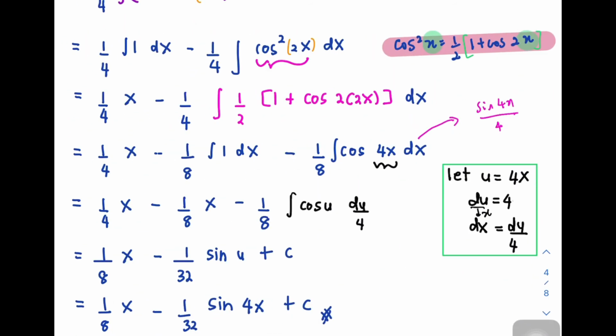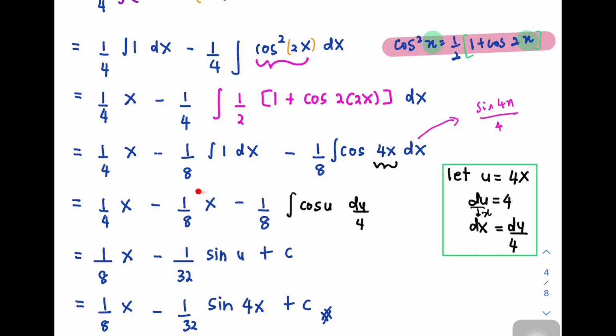If you don't want to do the shortcut, it's okay. You can just use substitution. Let u as 4x, du over dx is 4. Therefore, your dx is equal to du over 4. So you can substitute here: integrate cos u du over 4. Take out 1 over 4, multiply with 1 over 8. Integrate cos u is just sine u plus c. And finally, you can just rewrite back sine u as sine 4x.